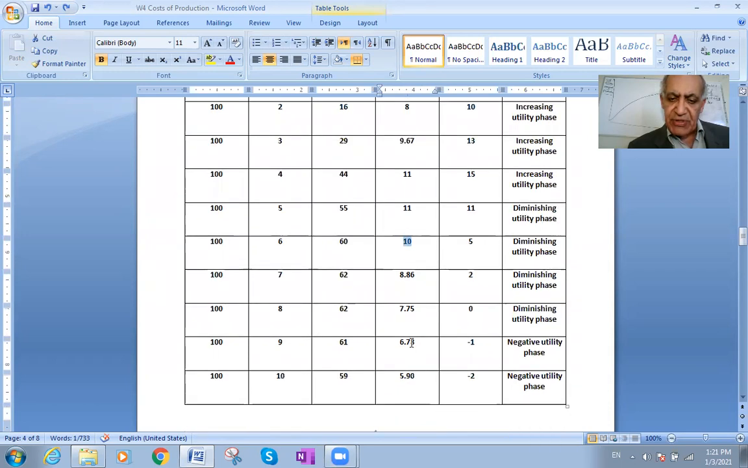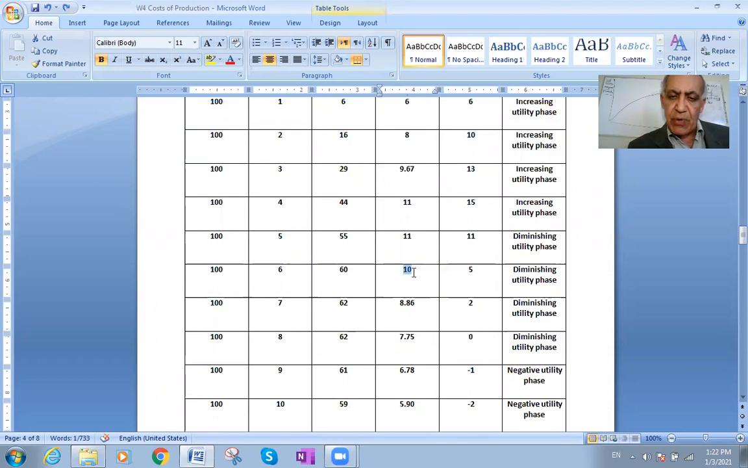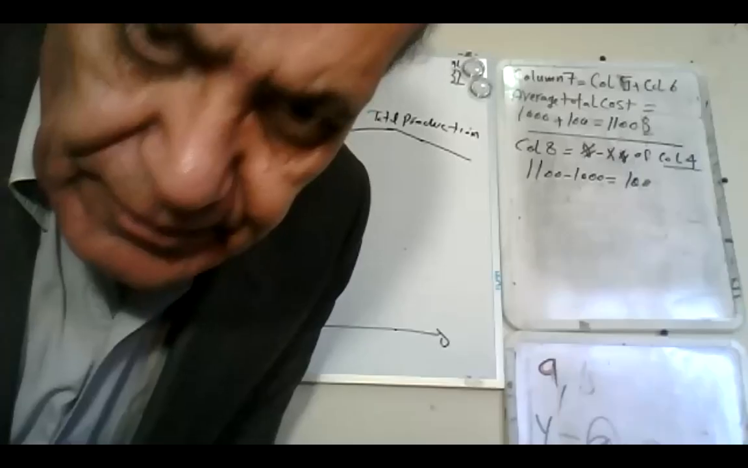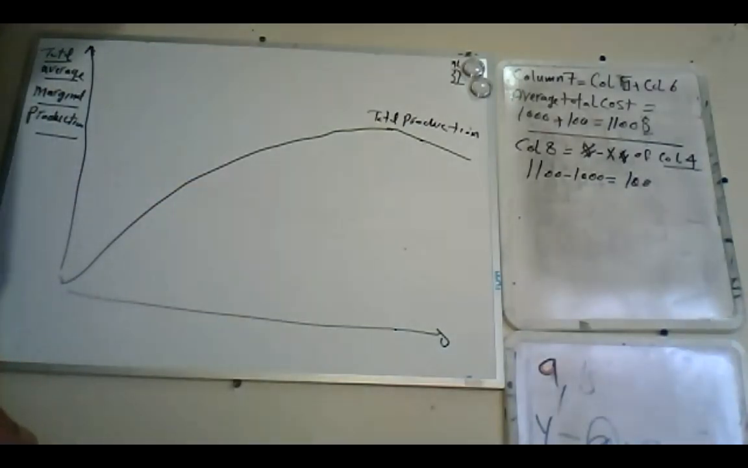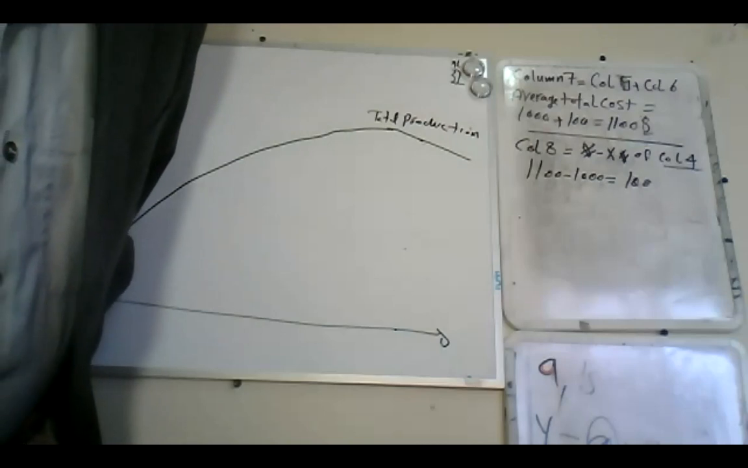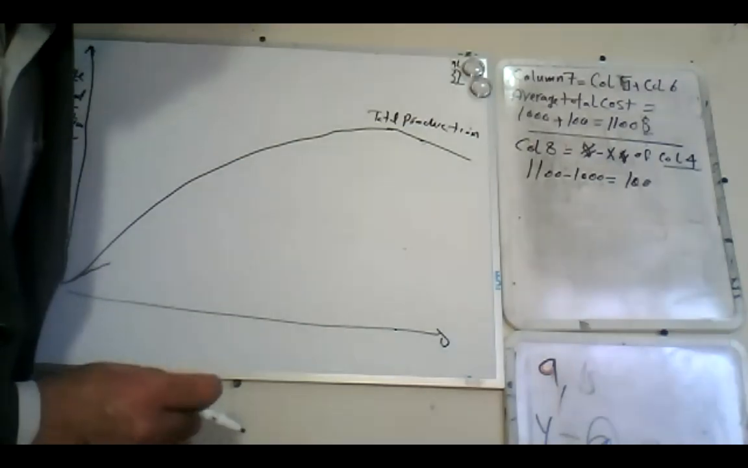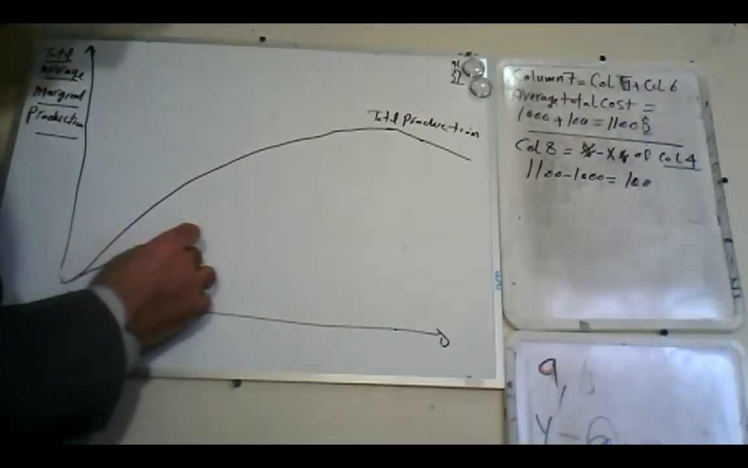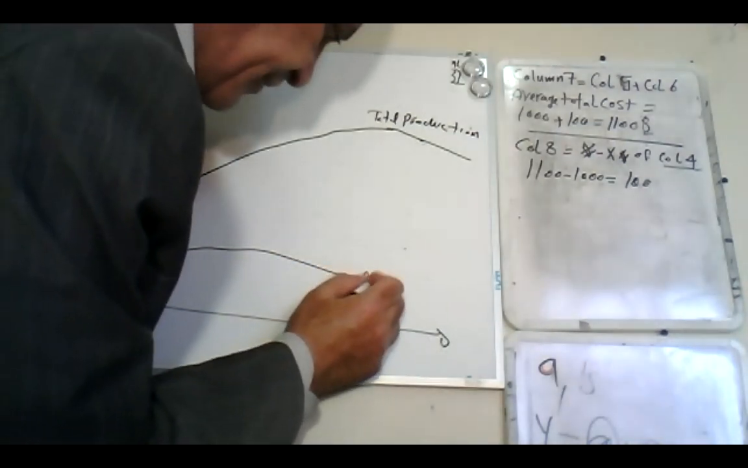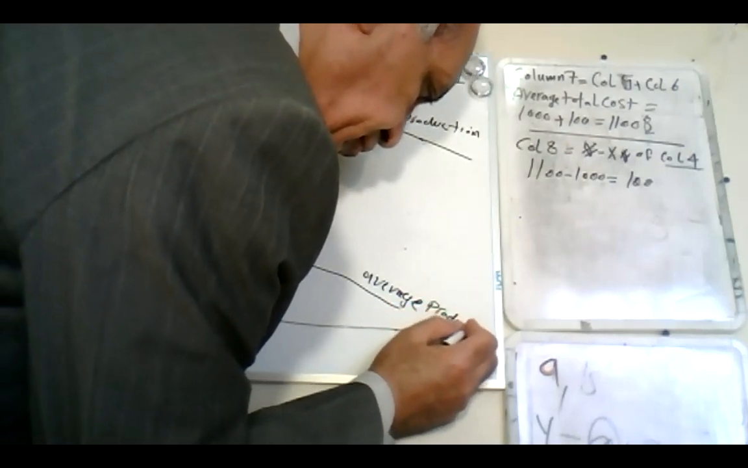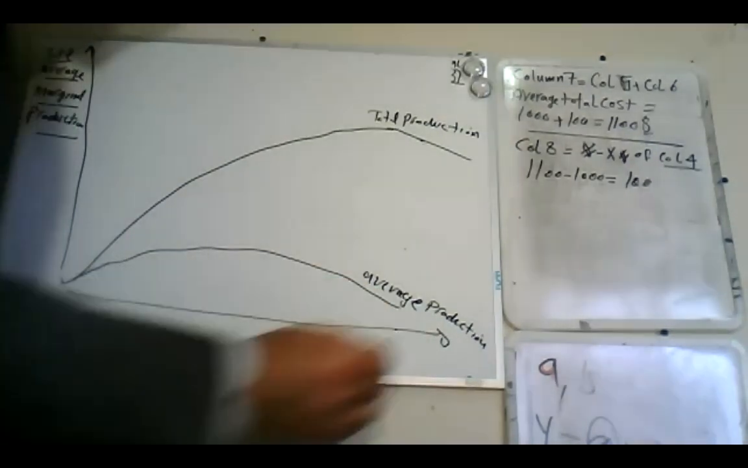10, 8.86, 7 point something. But wait a minute, the slope of the average production is not sharp. For that reason, if we represent the average production on the graph here, it will not be very hard, it will be like this. We say this is the average production. So the slope of it is soft as well.